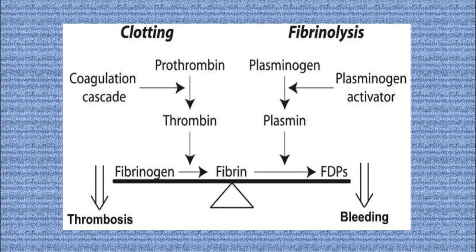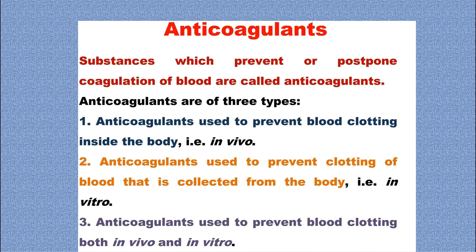Then clotting and fibrinolysis are the steps present in the formation of thrombosis, and another is the bleeding, the opposite. So fibrinogen is converted to fibrin, and the formation of a clot will happen, and otherwise bleeding is going to occur.